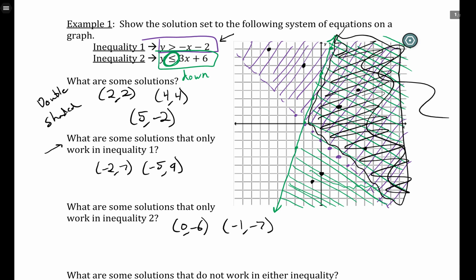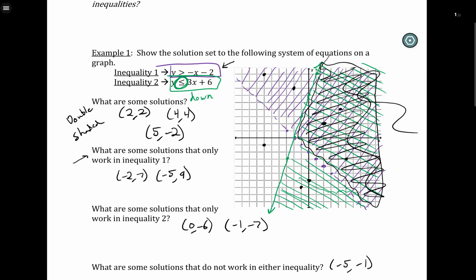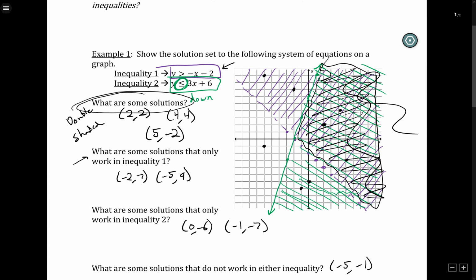Okay, there we go. So these are points that work only in the green equation. Similarly, we have some points. All of these points in the non-shaded area, these work in neither equation. So points like over -5, down 1, this is a point that works in neither equation because it's in the area of non-shadedness. But what are the actual solutions that work in both equations? It's only the double shaded area.